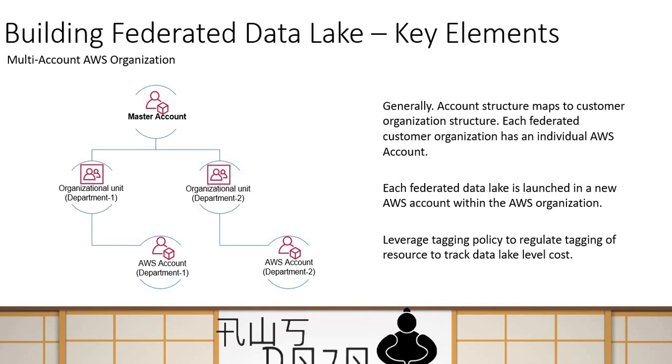And tagging of your resources becomes very important because you want to set up cost accountability. In order to set up cost accountability, you have to do proper tagging of your resources so that, based on the tag, your cost ownership can be identified. And there you can use AWS Organizations tagging policy to enforce and regulate certain tagging on your resources.